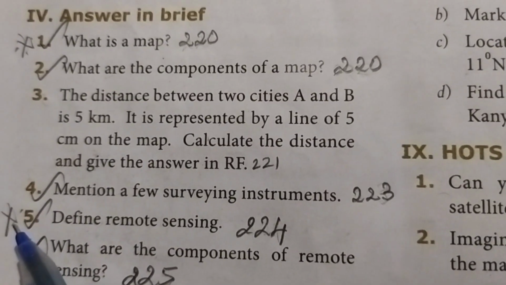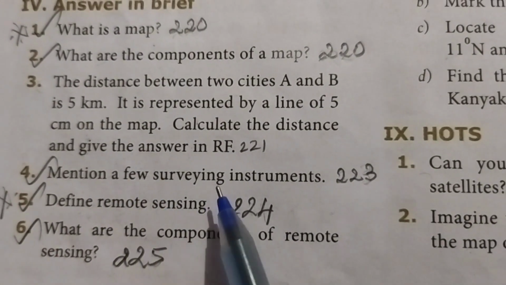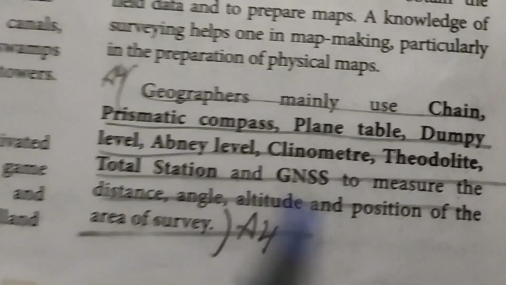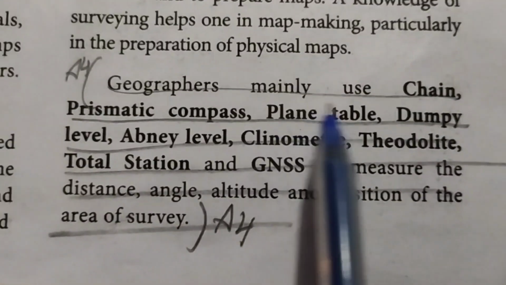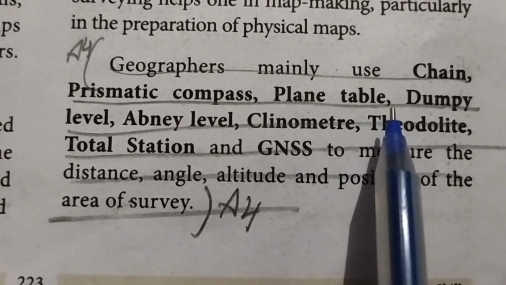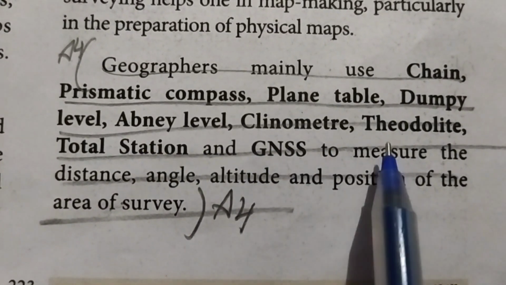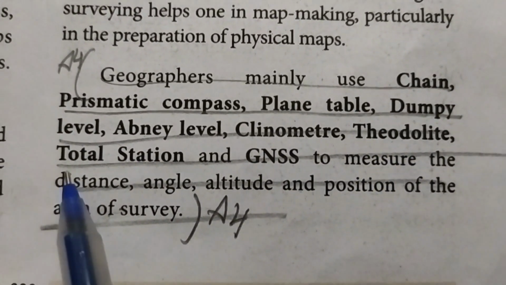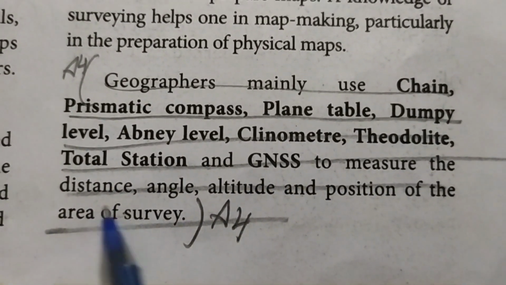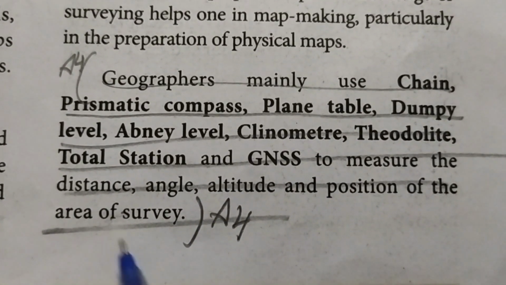Then fourth question, mention a few surveying instruments. Take page number 223. Geographers mainly used chain, prismatic compass, plane table, dumpy level, Abney level, clinometer, theodolite, total station and GNSS to measure the distance, angle, altitude and position of the area of survey.